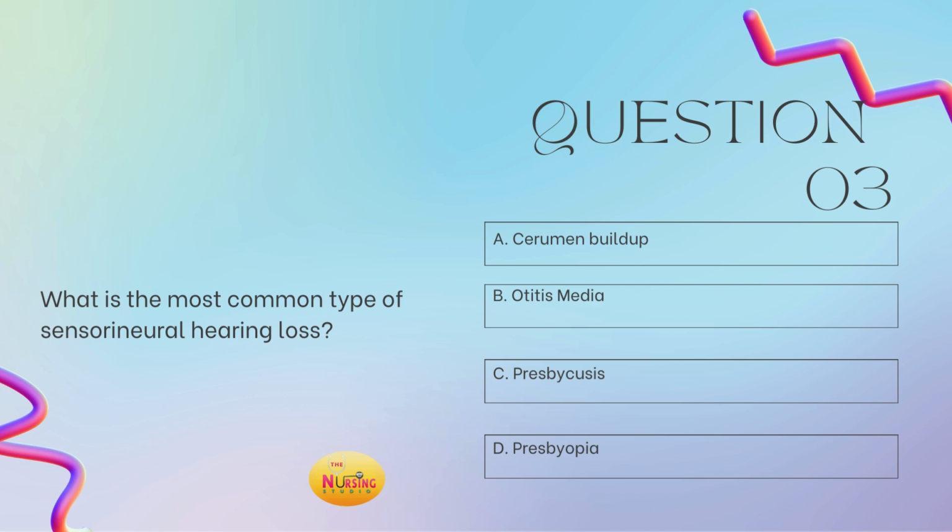All right, so again, the stem is the question. The question is the stem here. So what is the most common type of sensory neural hearing loss? And C is the best answer. Presbycusis is the most common type of sensory neural hearing loss, okay? The age-related hearing loss. As people age, they'll start to have sensory neural deficits. So presbycusis is that age-related hearing loss and is the most common.